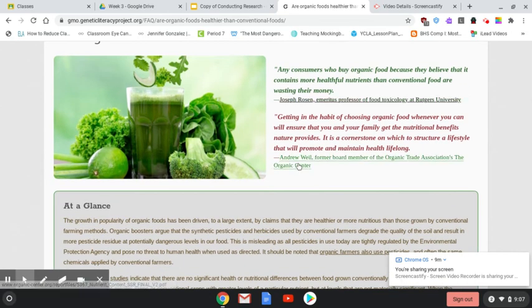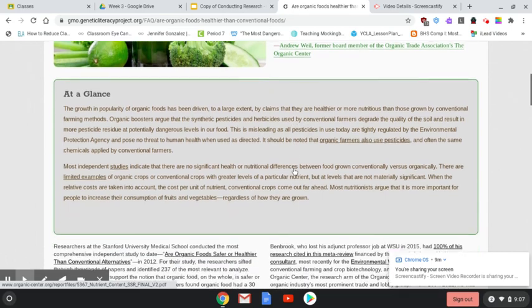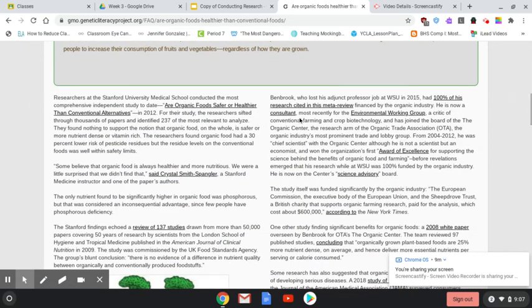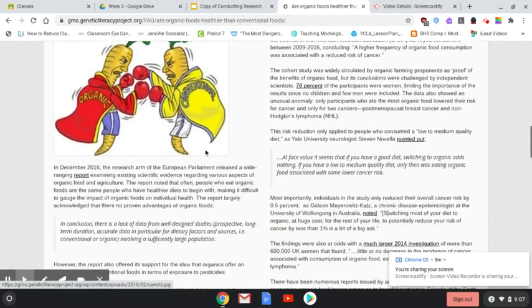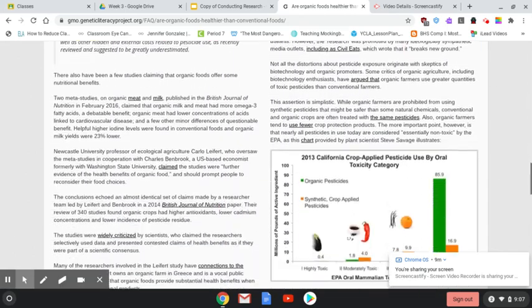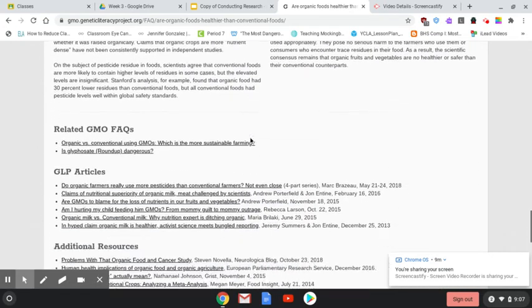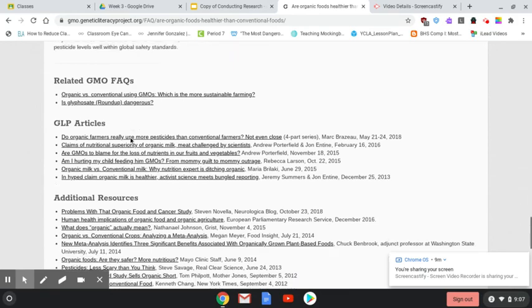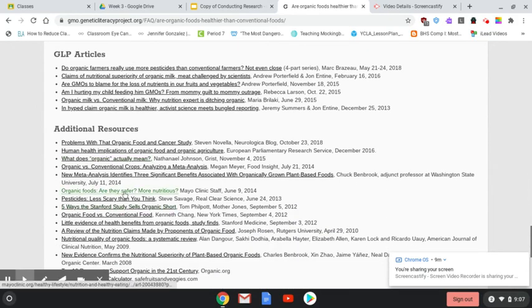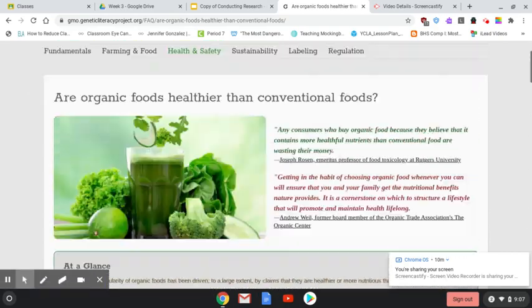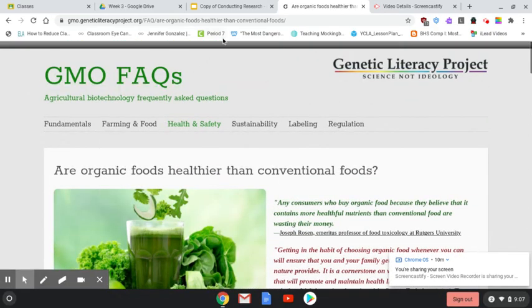So we have some credited authors. It gives us an overview at the top, and it has quite a few links associated with this. So this is a website that I would consider using. It has some facts and statistics. And it has related and additional sources. So this would be a good one to look at that is not necessarily a .gov or a .edu website.